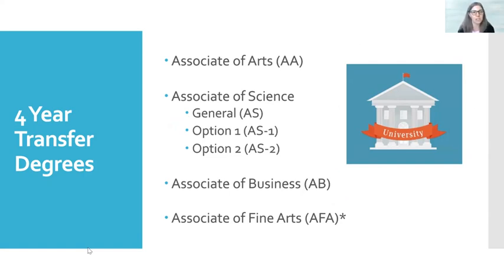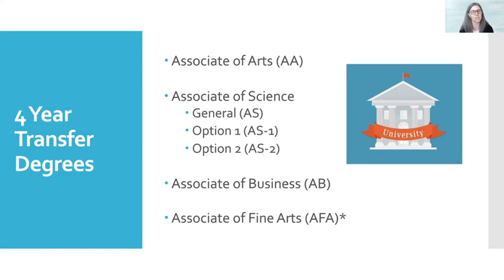And the reason a student would pick one of these transfer degrees over another is generally based off what they want to study once they get to the university. So it's not enough to say, I want to earn a transfer degree or I want to earn an associate degree. You need to know which one, because they all have different requirements.